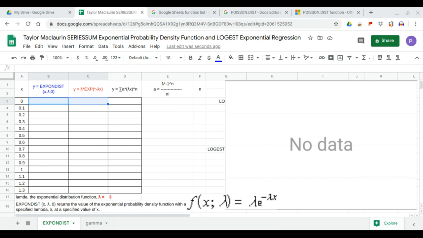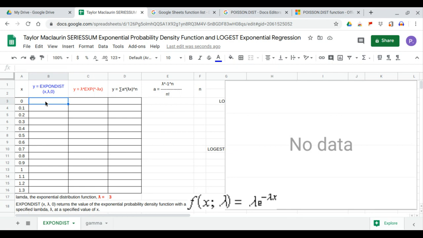Hello, in this video, we will generate the dataset of exponential probability density function. The formula for this is y equals EXPONDIST of x comma lambda comma 0. 0 because this is an exponential probability density function.